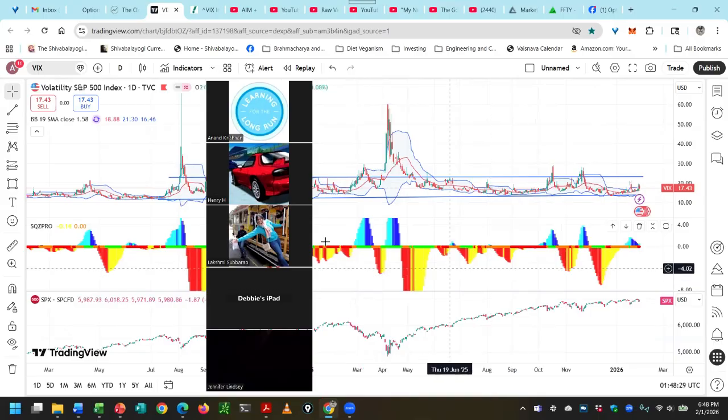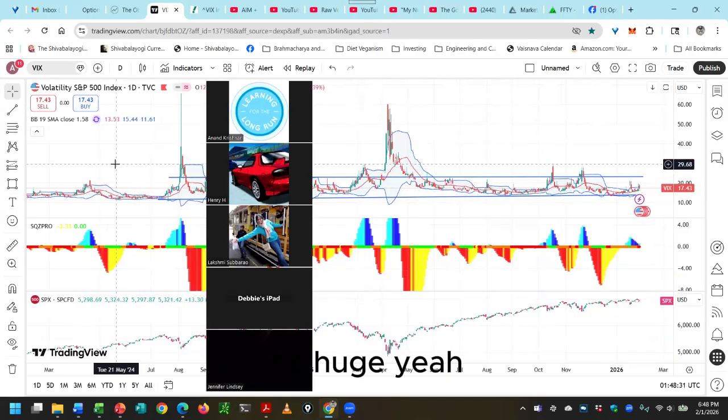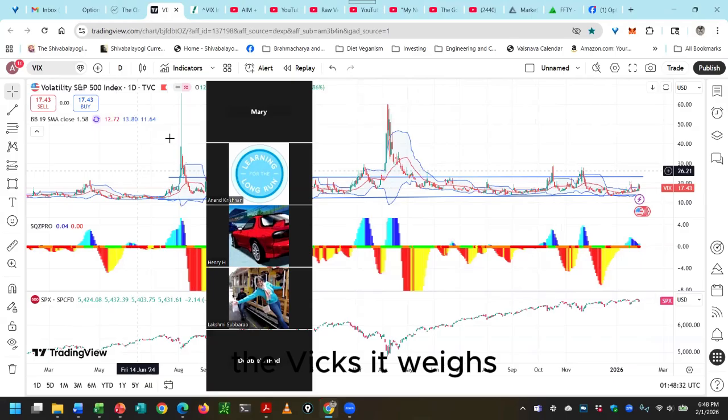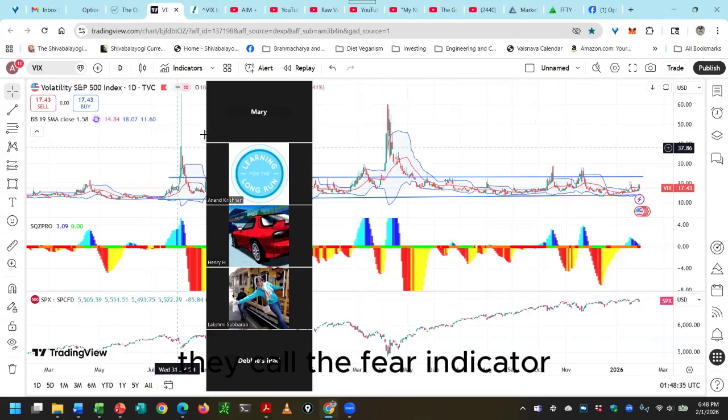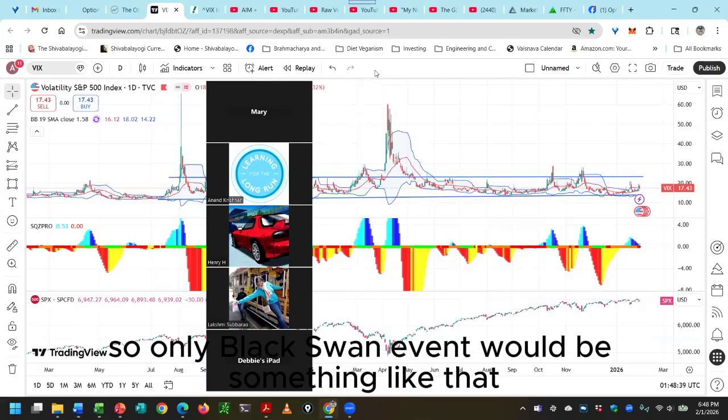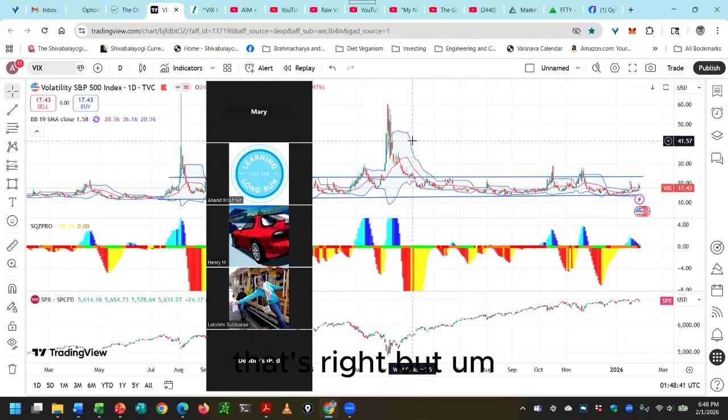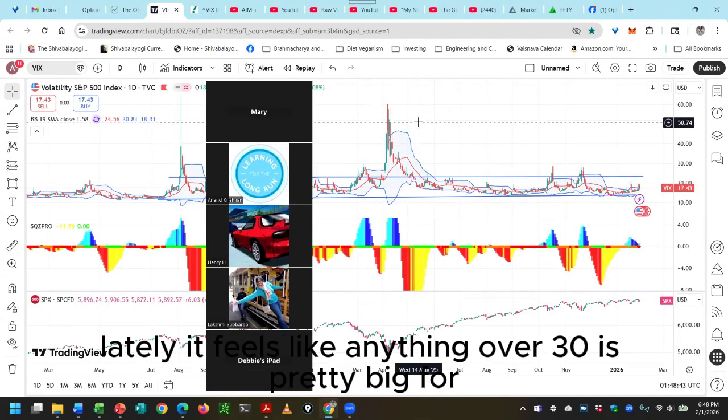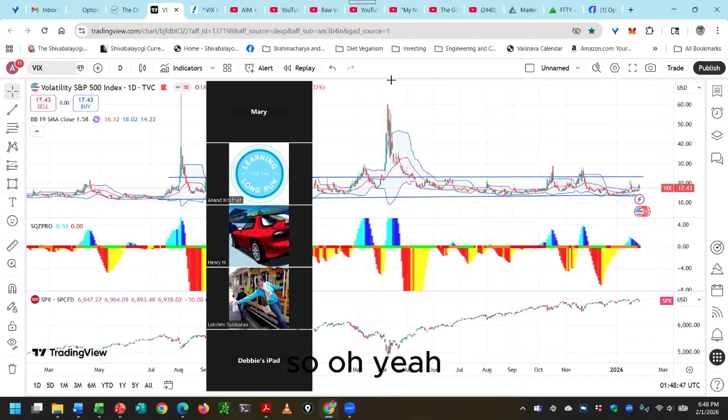They call it the fear indicator, and if it's 80, then it's pretty fearful. Only a black swan event would hit something like that. But lately it feels like anything over 30 is pretty big for VIX. Sometimes the market gets spooked on certain news.